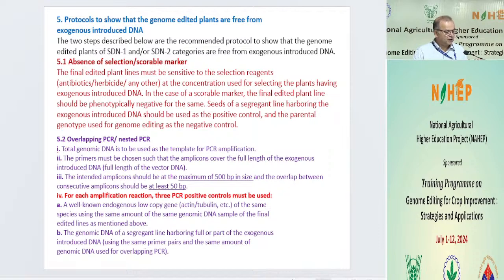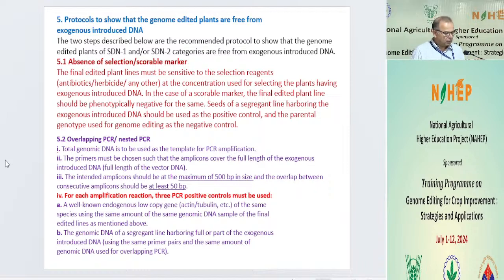Number 1, a well known endogenous low copy gene of the same species using the same amount of genomic DNA sample of the final edited lines. So, under similar conditions, same amount of template, and all the reactions done in the same way, you have to do a PCR taking an endogenous gene which is commonly present. We call them housekeeping genes, right.